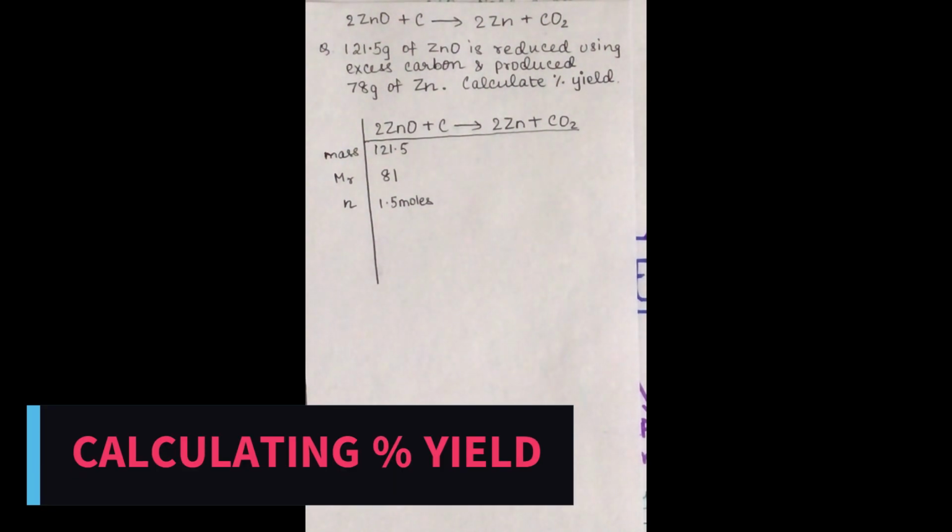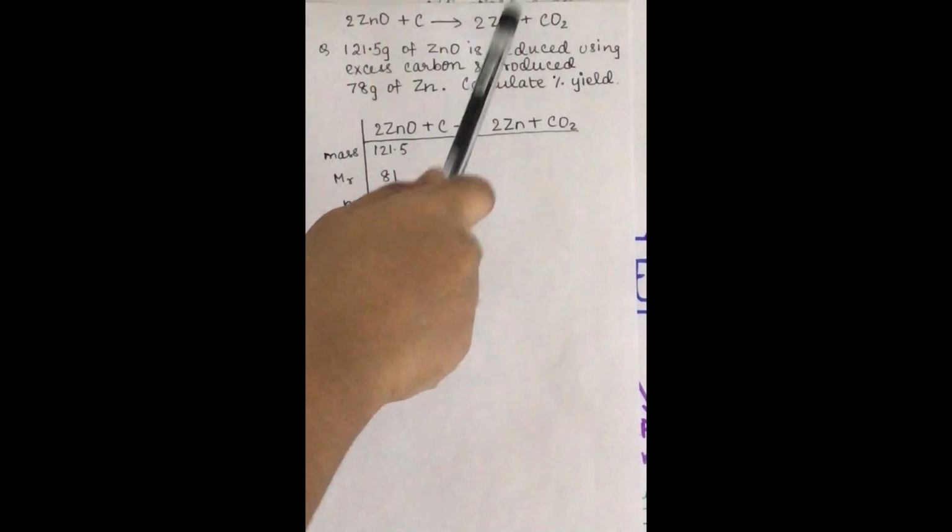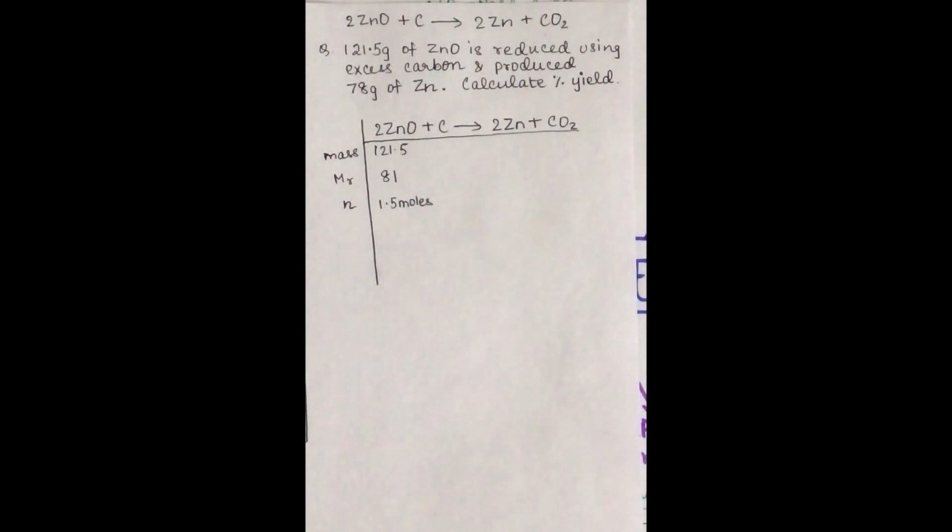Now let's see a sample question relating to percentage yield. So now we've been given the balanced symbol equation. 2ZnO, which is zinc oxide, plus carbon gives zinc plus carbon dioxide. So now we have been given that 121.5 grams of ZnO is reduced using excess carbon and produced 78 grams of zinc metal. So we have to calculate the percentage yield.